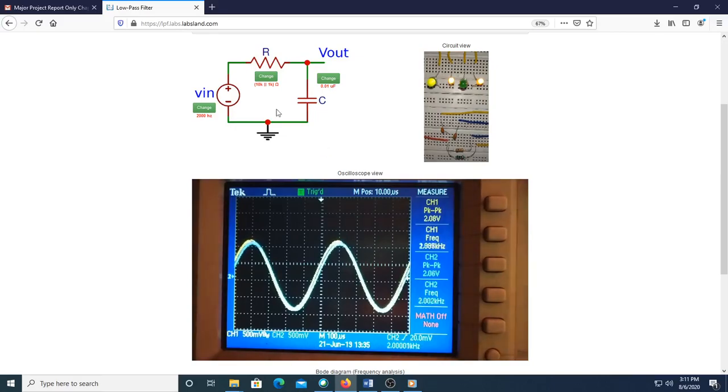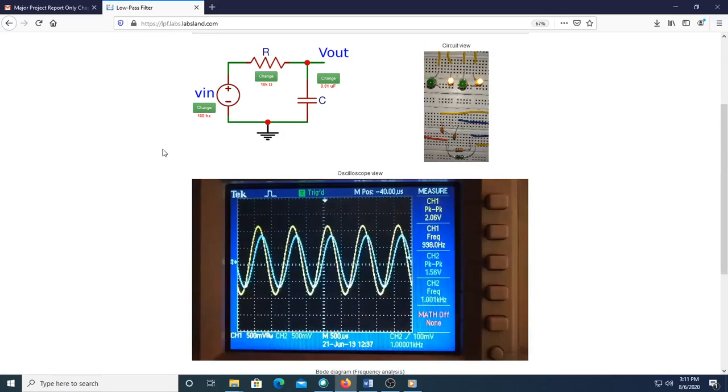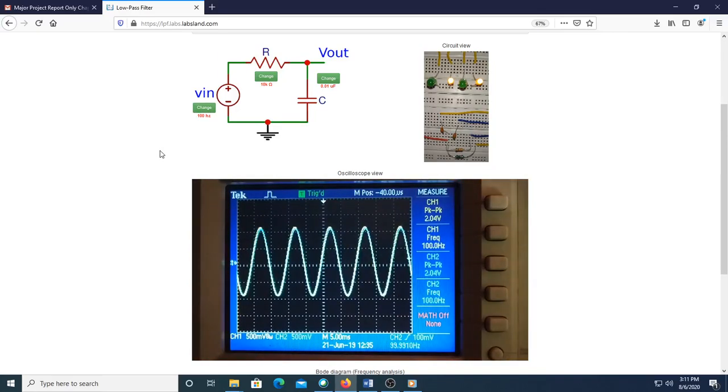Let's see the impact of signal frequency on the low-pass filter response by keeping the value of the resistor and capacitor constant at 10 kilo ohm and 0.01 microfarad respectively. Input sine wave of peak-to-peak amplitude at 2 volt. The cutoff frequency of the low-pass filter is 1.59 kHz. First, with input signal at 100 Hz, the oscilloscope shows the output signal peak-to-peak amplitude of 2 volt.